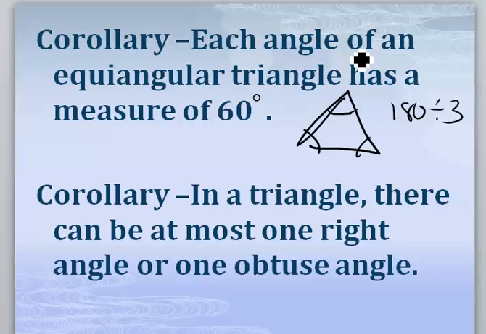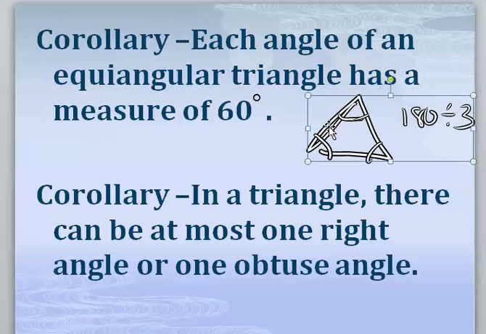Another corollary states that in a triangle, there can be at most one right angle or one obtuse angle. That makes sense because if I had two right angles, that would be 180 degrees, and there wouldn't be any left for a third angle. If I had two obtuse angles, then I would be over 180. So you can only have one obtuse angle or one right angle in any triangle. All of our triangles still add up to 180 degrees.